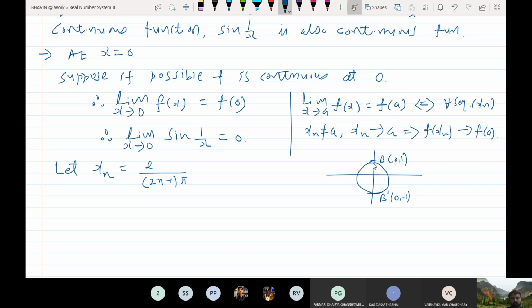At these points the function has value 1, the second coordinate is 1. Sine takes value 1 at point B. So what are the angles? Pi by 2, then 5 pi by 2, then 9 pi by 2, and so on. Here 3 pi by 2, 7 pi by 2, 11 pi by 2, and so on.